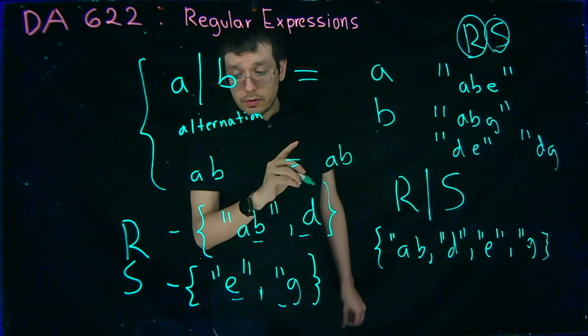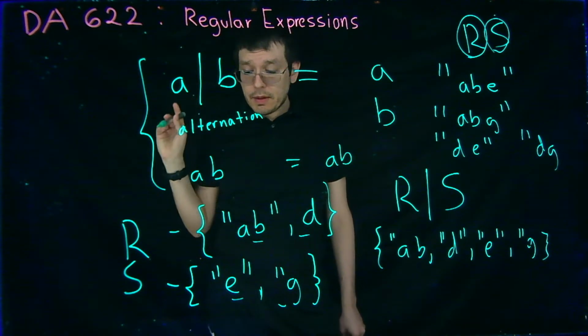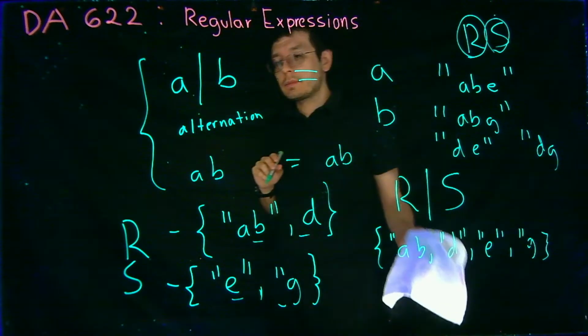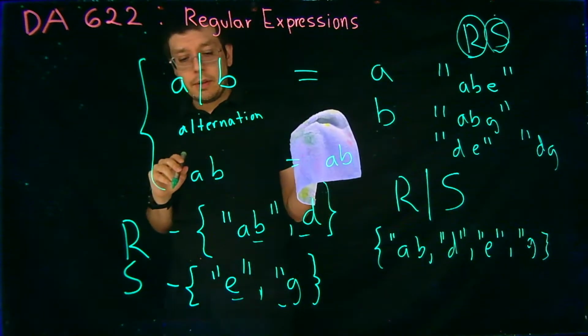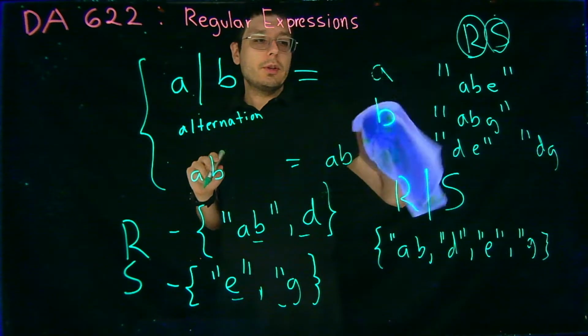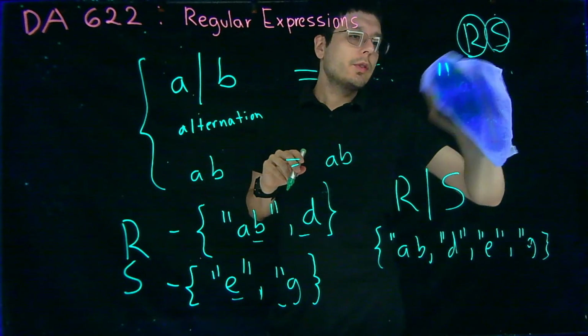So that is going to be your concatenation and your alternation. And there's one more that I want to show you. So let's go ahead and erase. Well, you can always take a screenshot. Let's just erase this right here for now.